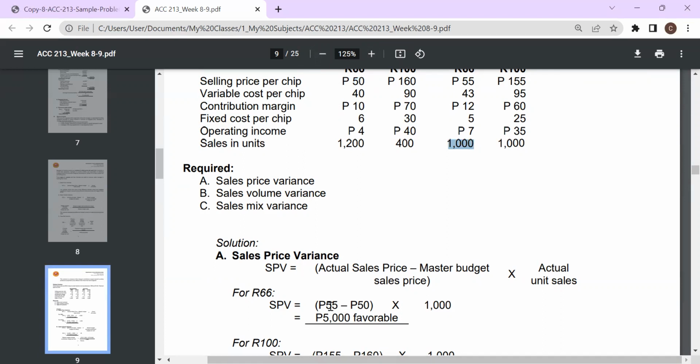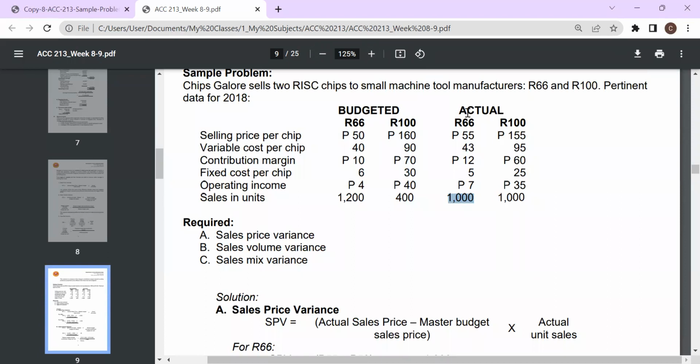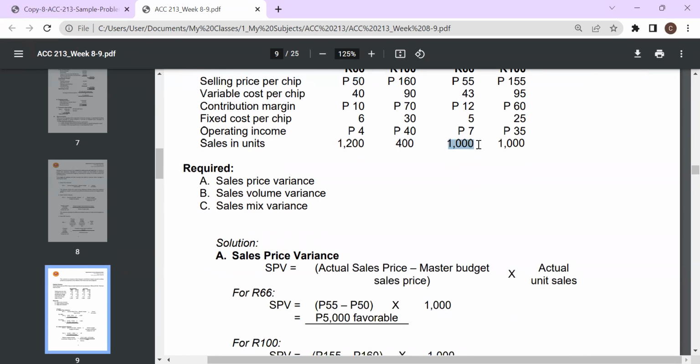Since the actual selling price is bigger than the budgeted, meaning the company was able to adjust their selling price, which is favorable. That is better because it will contribute more to your contribution margin. So 55 minus 50, there's a 5 peso difference, which is a favorable variance. You multiply that by the number of units sold. So for R66, we have a favorable sales price variance amounting to 5,000.